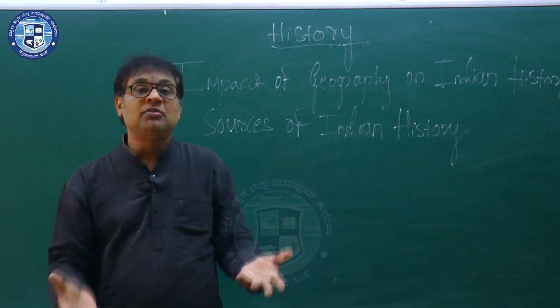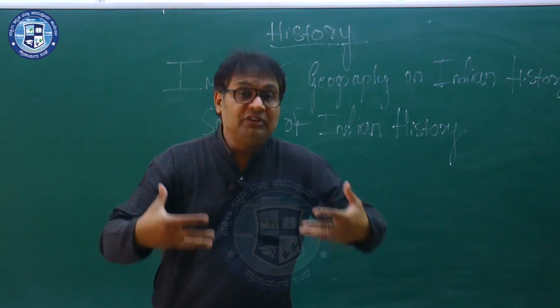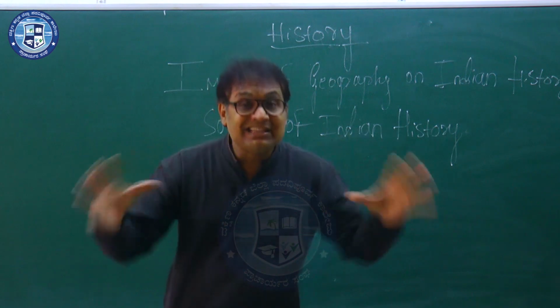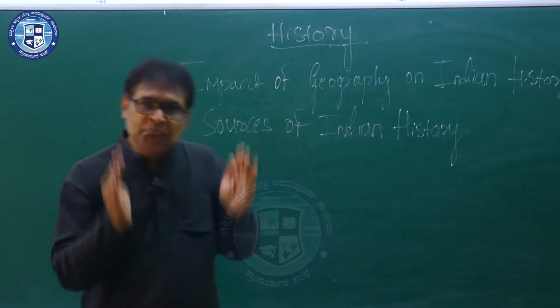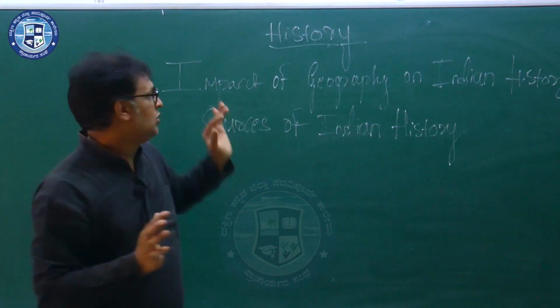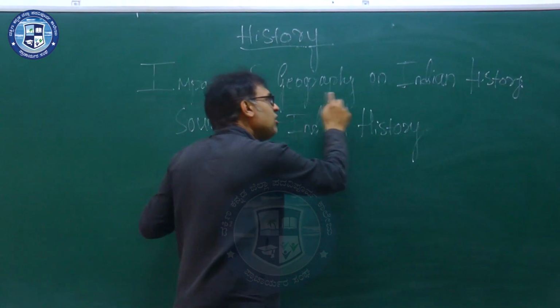It may be in the form of things, it may be in the form of a subject, it may be in the form of individuals, and it may be in the form of places, whatever it is. So impact means effective influence. So, the effective influence of geography.